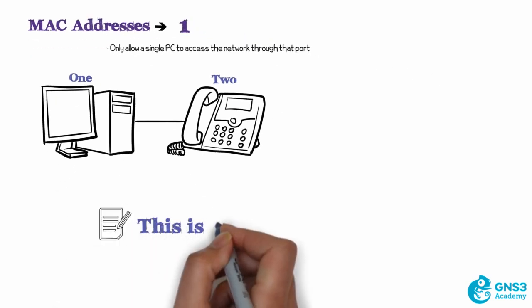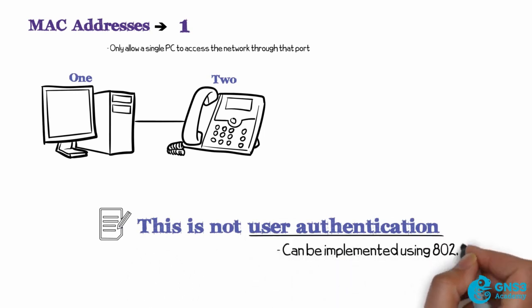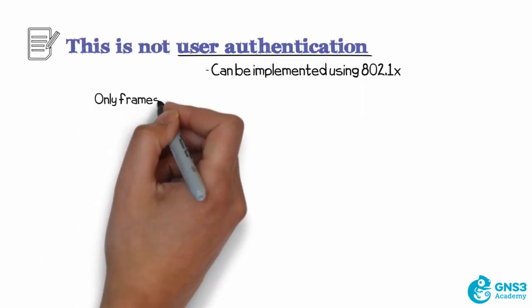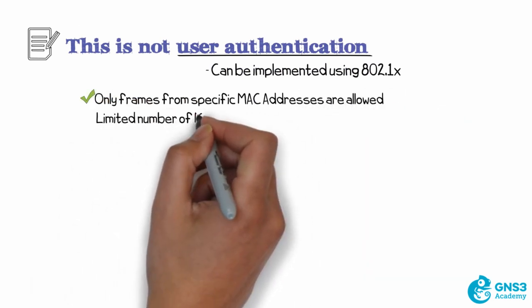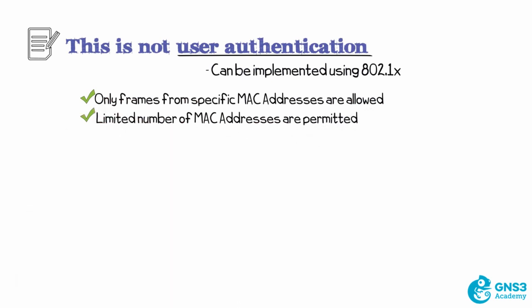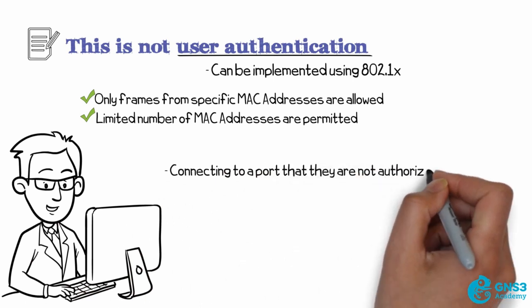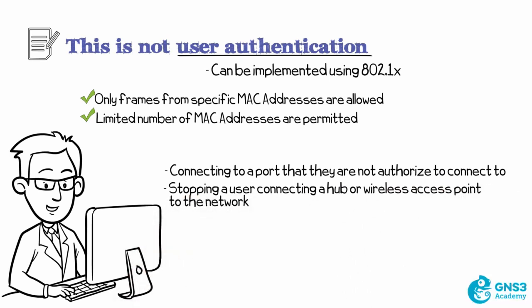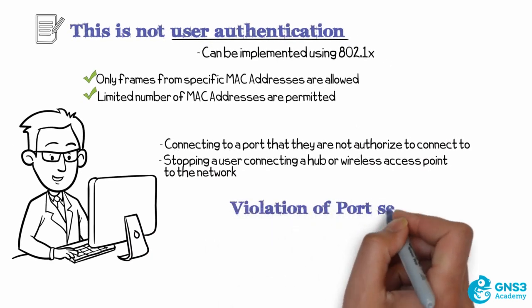Please note, this is not user authentication. User authentication can be implemented using 802.1x. This is a more basic authentication based on MAC addresses. So only frames from specific MAC addresses are allowed, or a limited number of MAC addresses are permitted on a port on a switch. That solves the issue of a user connecting to a port that they're not authorized to connect to, or stopping a user connecting a hub or wireless access point to the network, and therefore allowing unauthorized access to the network.